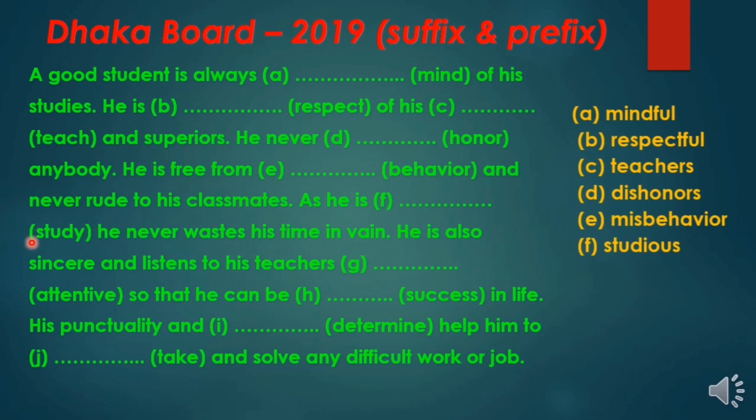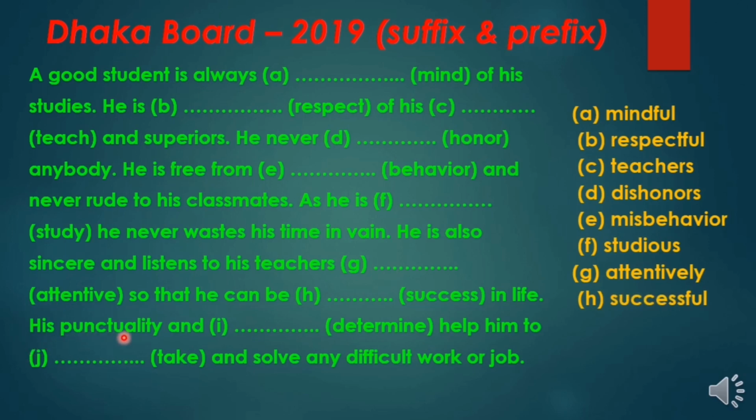He is also sincere and listens to his teachers dash so that he can be dash in life. In G number, we need an adverb. That's why the answer will be attentively. So that he can be in H number, we need an adjective. So the answer will be successful.